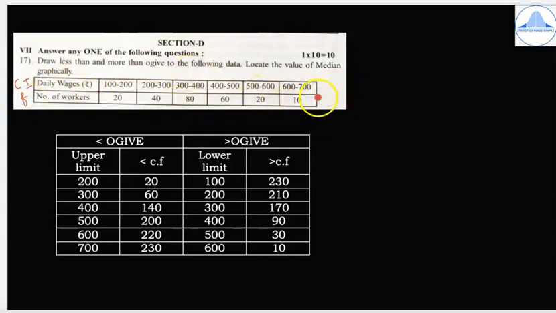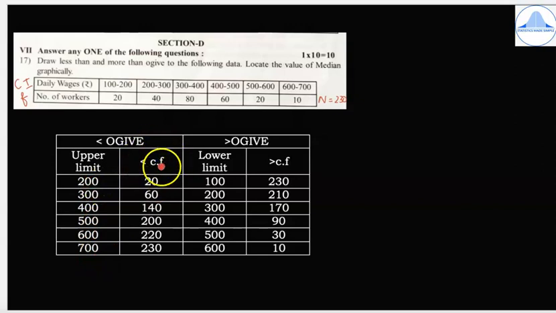Next, you add up all these frequencies and you will get capital N is equal to 230. Next, to draw the less than ogive and the more than ogive, you will need to form this table with 4 columns. So less than ogive, you will require the upper limit and the less than cumulative frequency. And for more than ogive, you need the lower limit of the class intervals and greater than cumulative frequencies. So the upper limits are 200, 300, 400, 500, 600 and 700.